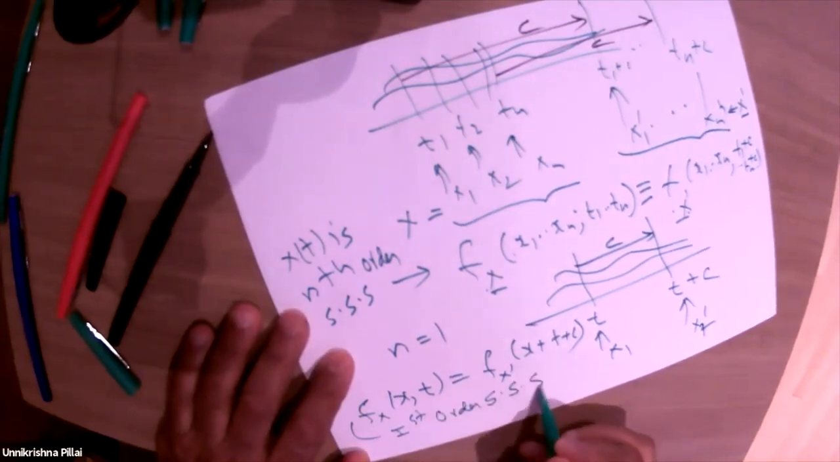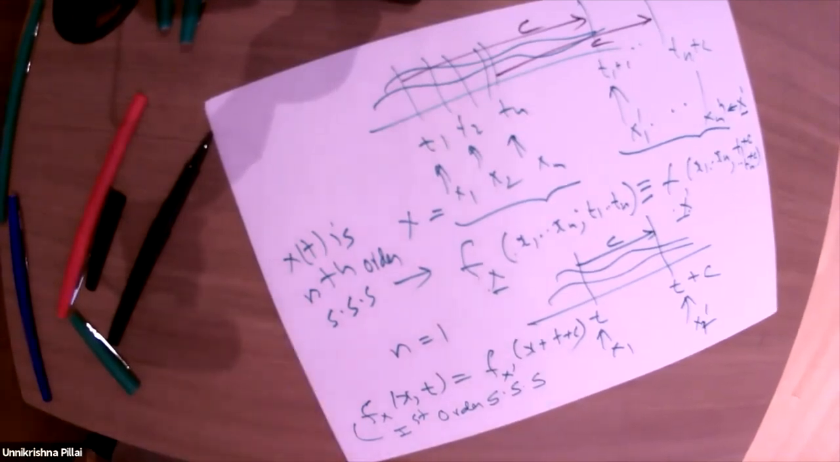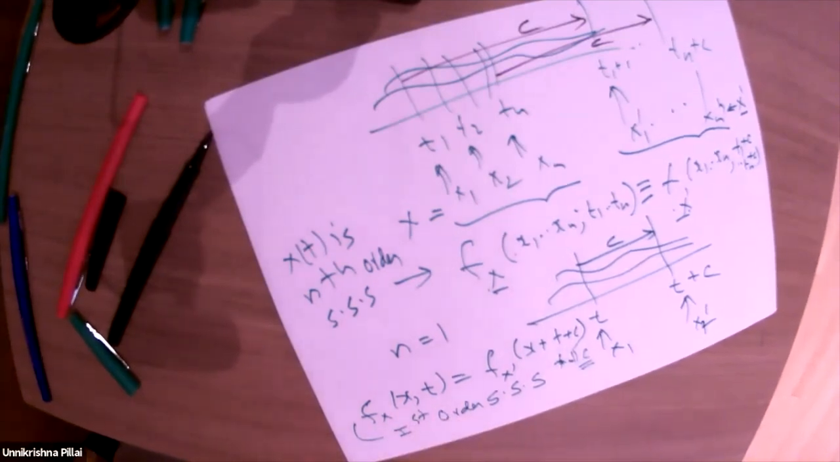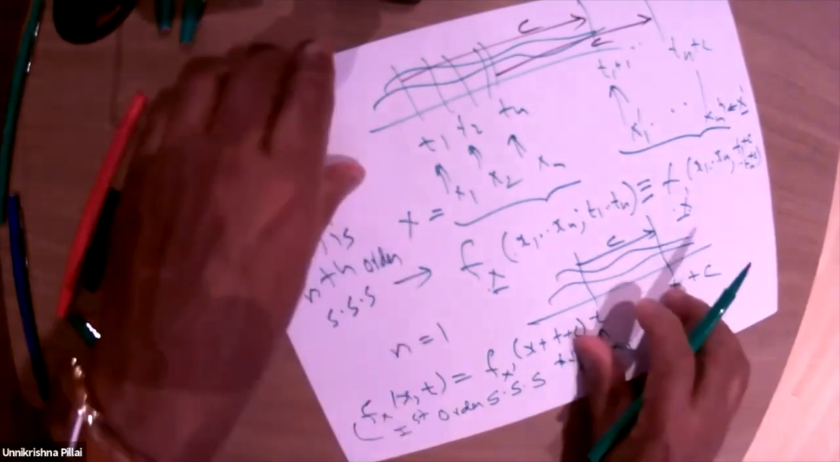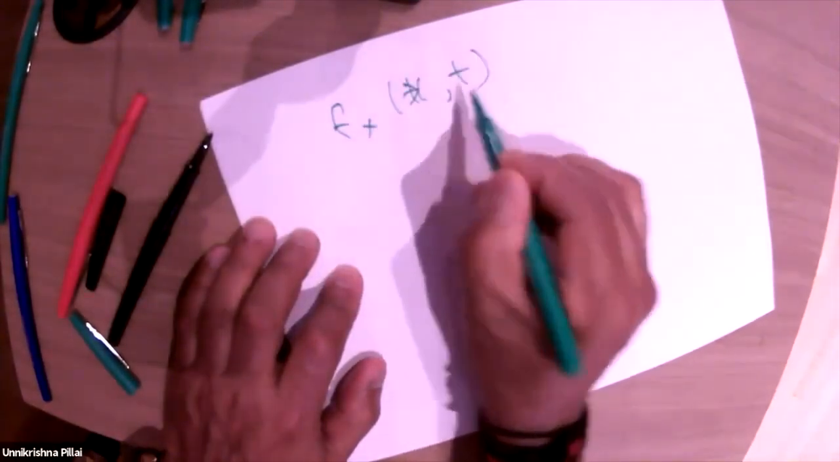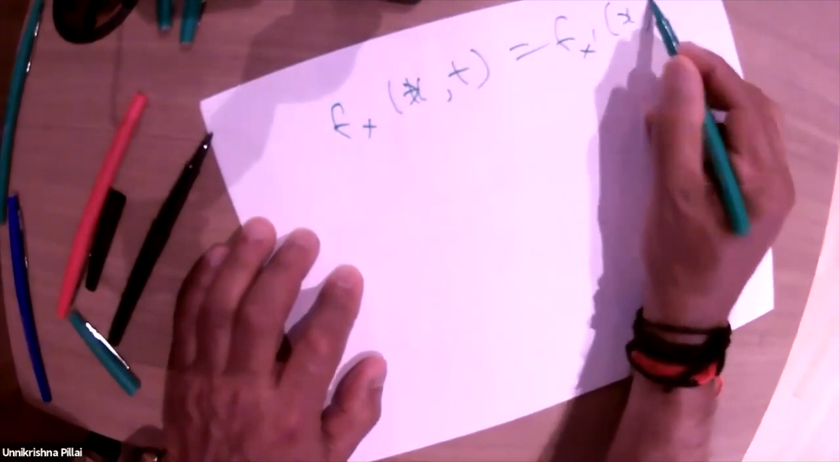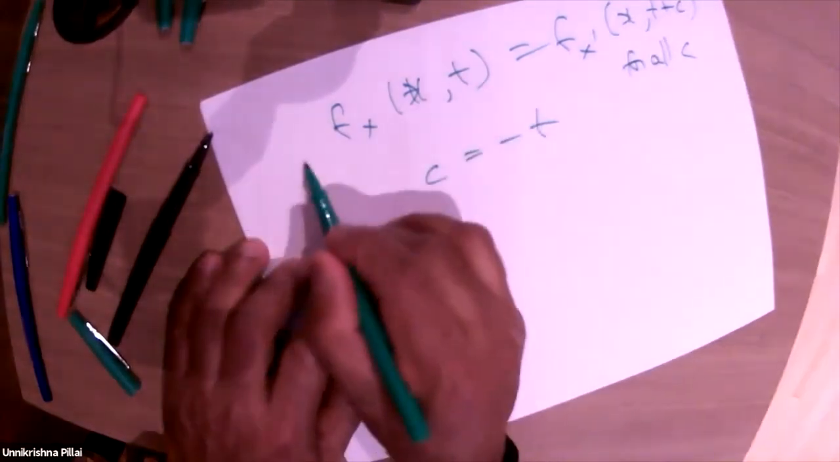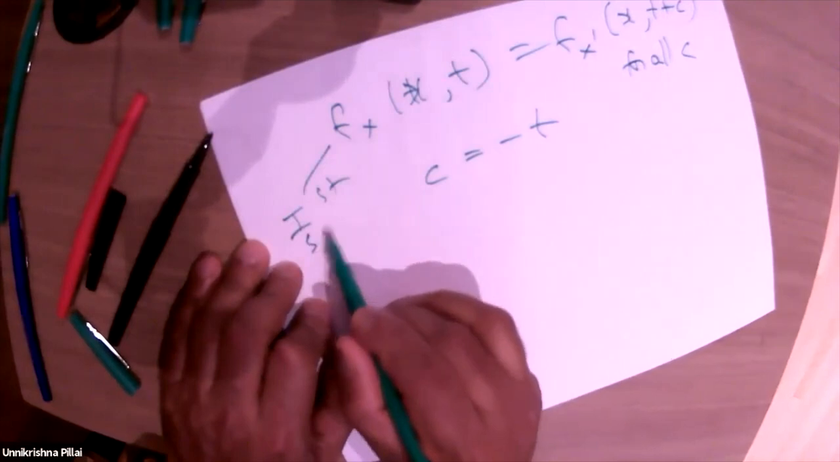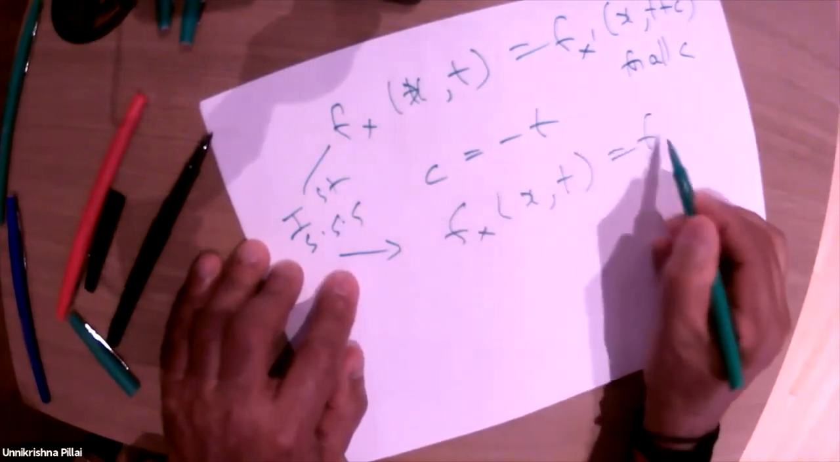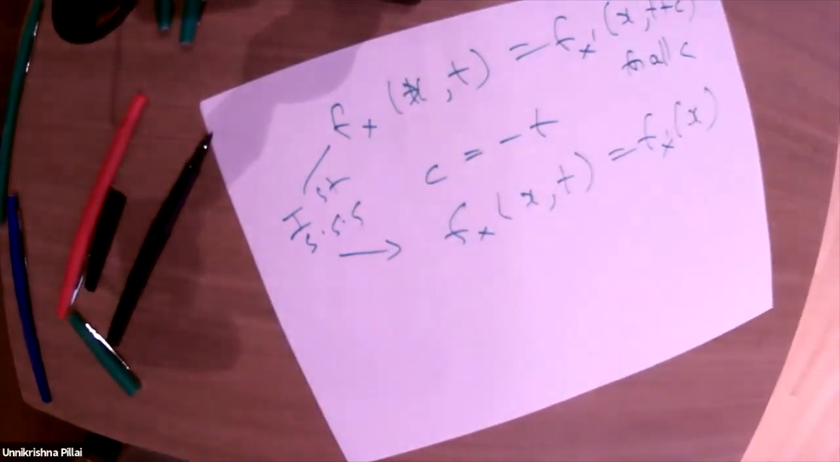So x of t is said to be first order strict sense stationary if this is true for all c, as he said, for all c. So we must have fX(x, t) equal to fX'(x, t plus c) for all c. So put c equal to minus t. So this is the first order strict sense stationary characterization. That gives you fX(x, t) is fX(x), because you can put c equal to minus t for any c, right?